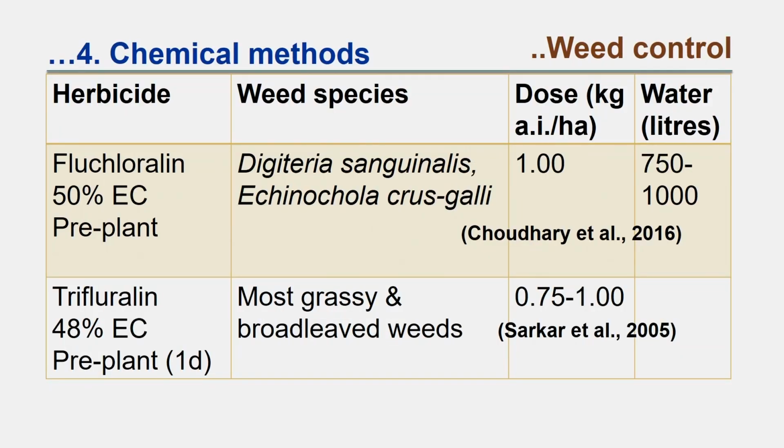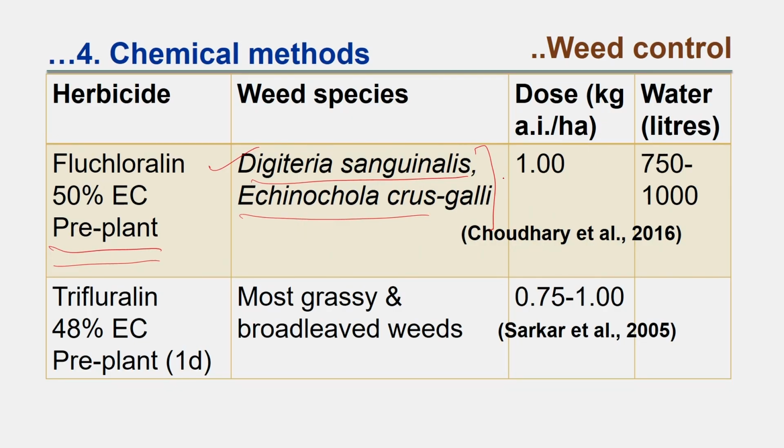Next is fluchloralin, which is 50% EC, and it should be used as pre-plant, meaning before sowing it should be applied or sprayed onto the soil, and it must be incorporated. If it is not incorporated, it may not be very effective, because photodecomposition of this herbicide can happen and it is rendered less effective. It can control both grassy weed as well as dicot weed.